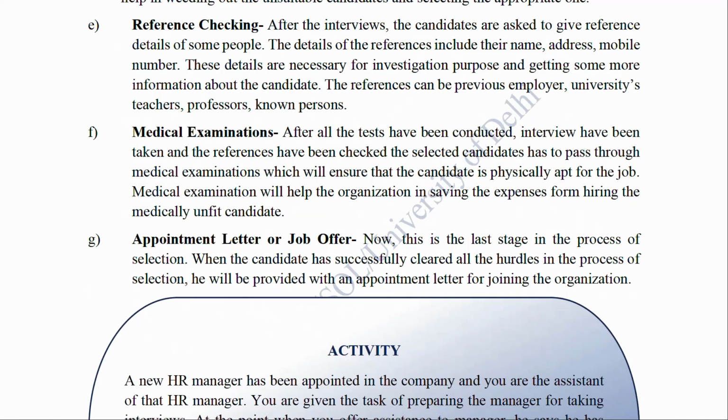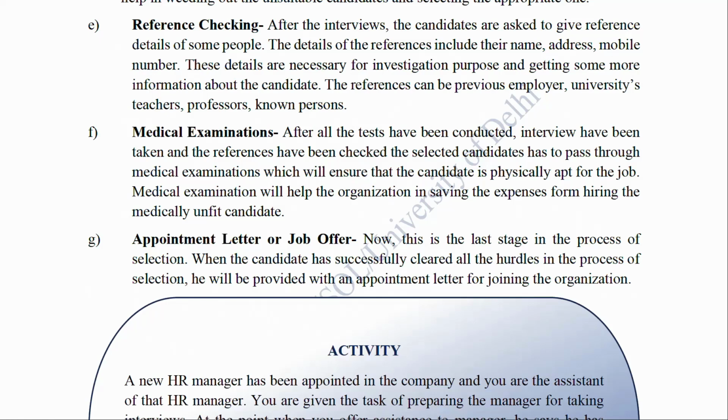Fifth step, reference checking. After the interviews, the candidates are asked to give reference details for some people. The details of the references include their name, address, mobile number, etc. These details are necessary for investigating purpose and getting some more information about the candidate. The references can be previous employer, university teachers, professors, known persons.